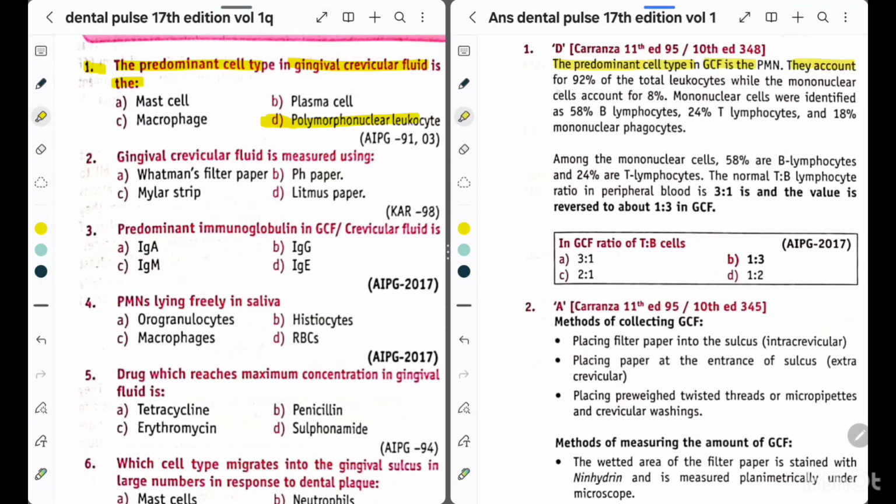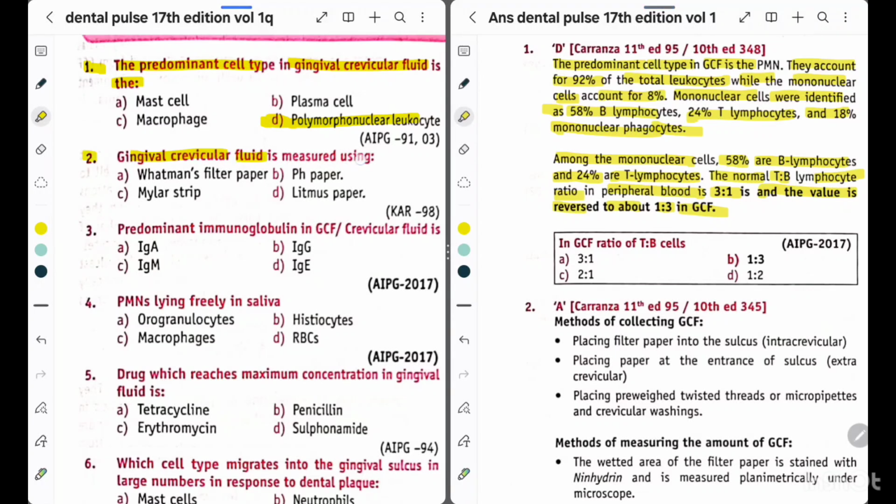They account for 92% of total leukocytes, while the mononuclear cells account for 8%. Mononuclear cells were identified as 58% B lymphocytes, 24% T lymphocytes and 18% mononuclear phagocytes. The normal T to B lymphocyte ratio in the blood is 3:1, and the value is reversed to about 1:3 in GCF.